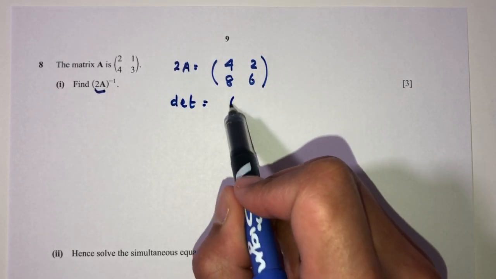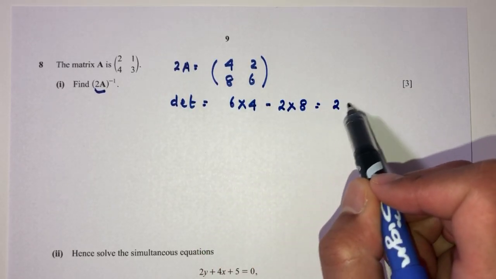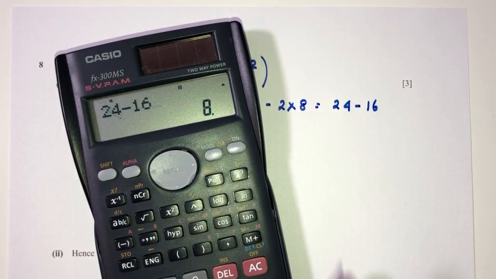That will be cross multiply. 6 times 4 minus 2 times 8. That will be 24 minus 16, right? That will be 8.